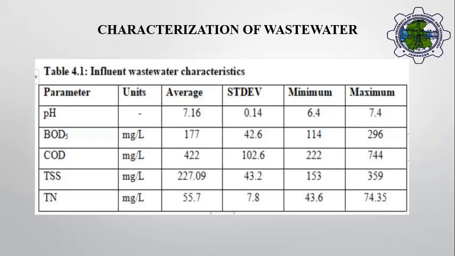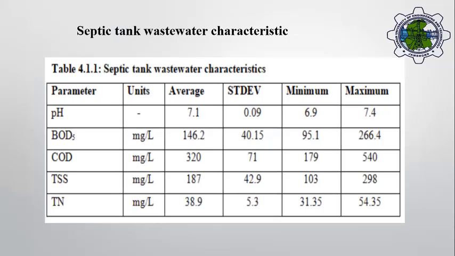These are the characteristics of the wastewater influent. The average pH was 7, and the average BOD is 177 milligram per liter. COD is 422 milligram per liter. TS is 227. These values are averages, and total nitrogen is 55.7 milligram per liter. After the pre-treatment, from the manhole, the wastewater comes to the septic tank. In the septic tank, it gets pre-treatment, sedimentation occurs in the septic tank, and these are the average values at the septic tank.